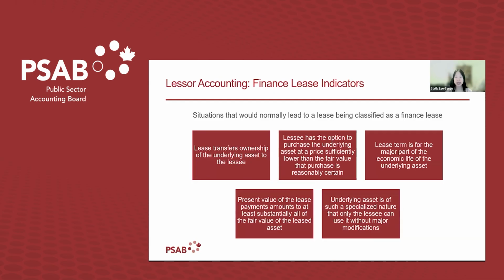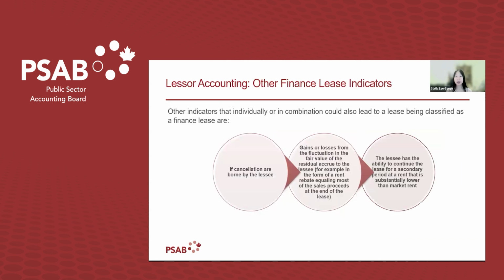Examples of situations that individually or in combination would normally lead to a lease being classified as a finance lease are shown on this slide. The examples and indicators shown on this slide are not always conclusive, and professional judgment is required. If it is clear from other features that the lease does not transfer substantially all the risks and rewards incidental to the ownership of an underlying asset, the lease is classified as an operating lease.